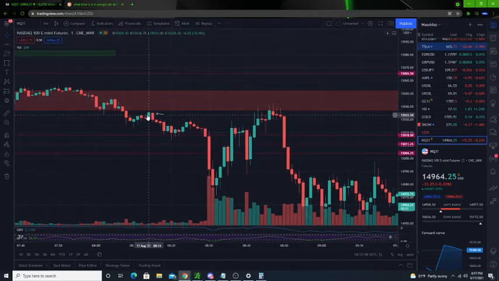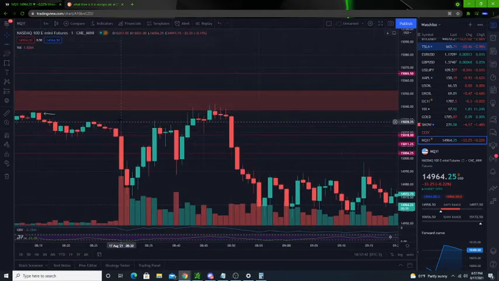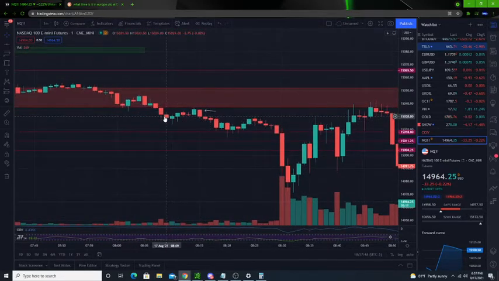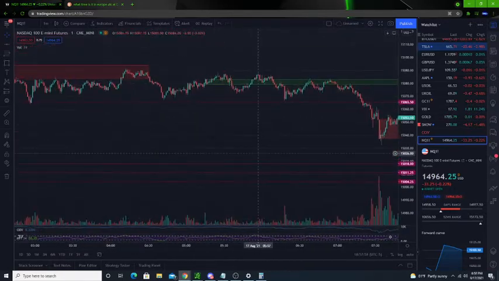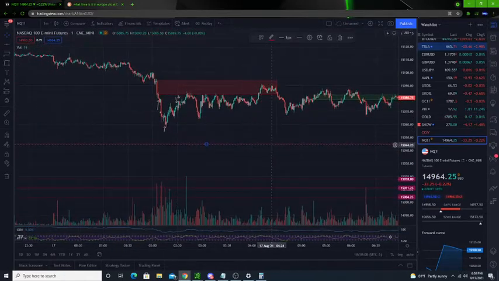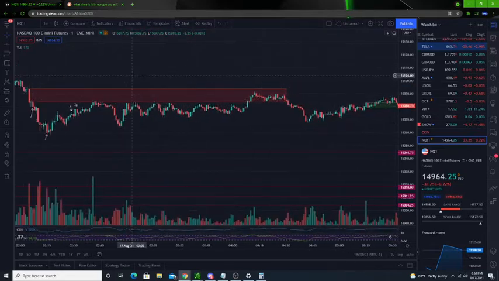Like I said, we broke down through here, started to come back up, retested this box, and bounced off of it into a red candle here. This is your confirmation. Bouncing off of this, not breaking up into it, is your confirmation. You can go ahead and go back to here.